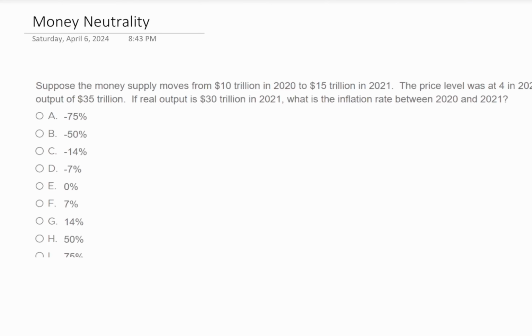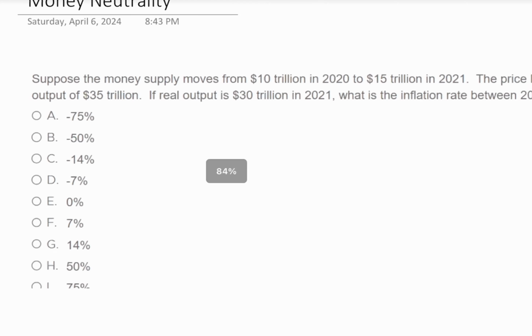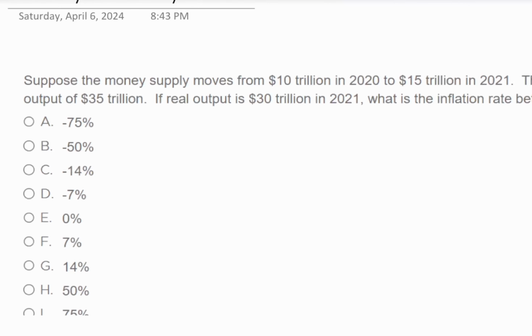Today we're going to talk a little bit about money neutrality. This is pretty straightforward. Basically, what you need to know with this is just this equation: MV is equal to PY. Anytime you see money neutrality, this is what it's referring to, and what it's saying is the movement of the money.